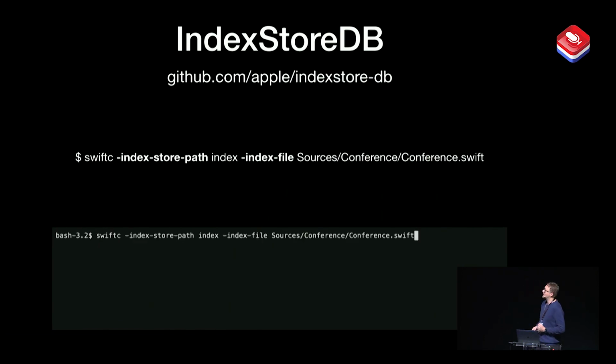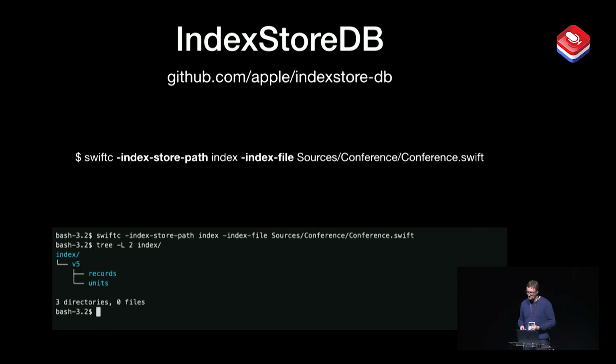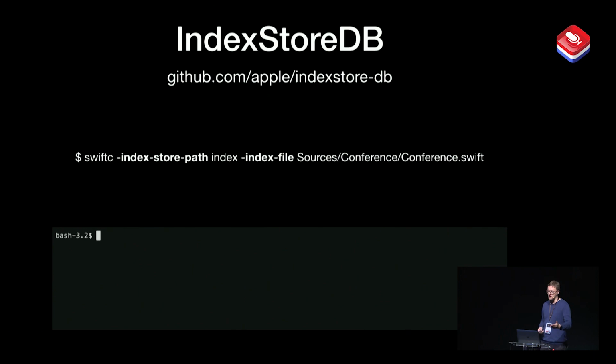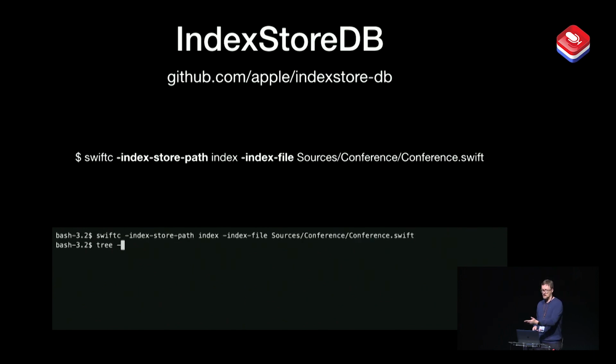But we can index just a single file as well. The Swift compiler has options where I point it to the path: index-store-path, index-file, and the file I want to index. And it will create the index wherever I want.